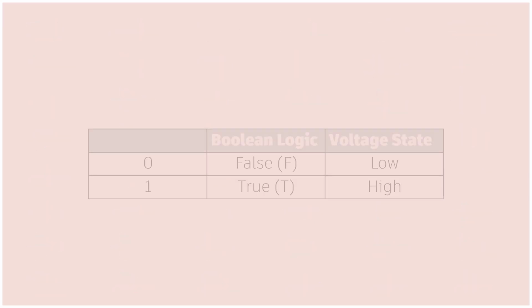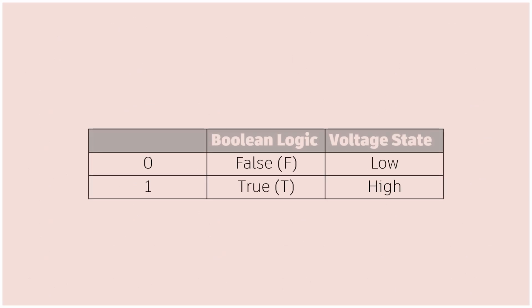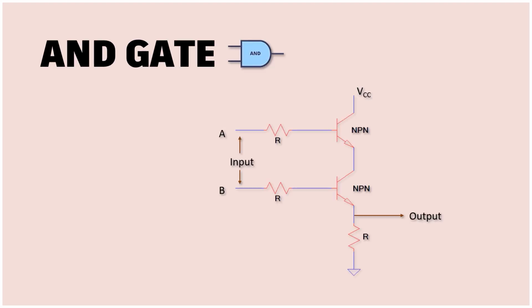Let's note that 0 for Boolean logic is false, and 0 for voltage state is low, and 1 for Boolean logic is true, while the voltage state is high. Some basic logic gates include the AND gate.